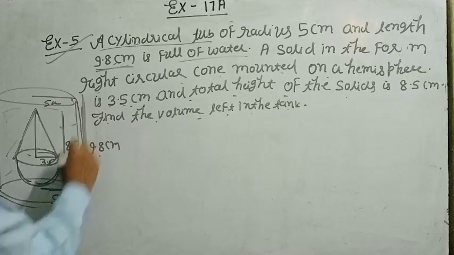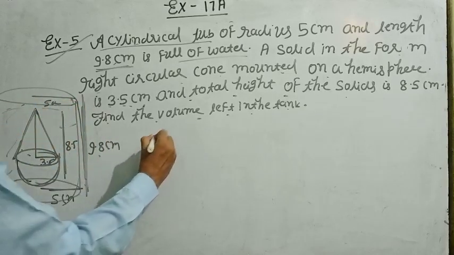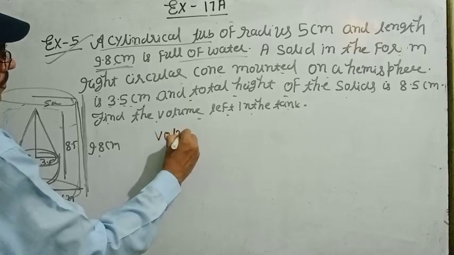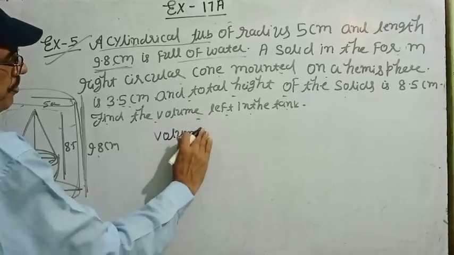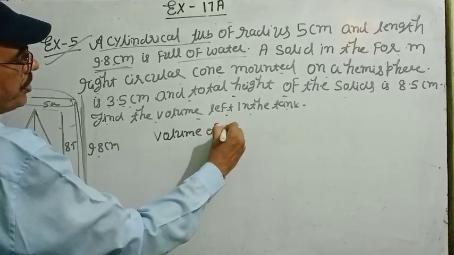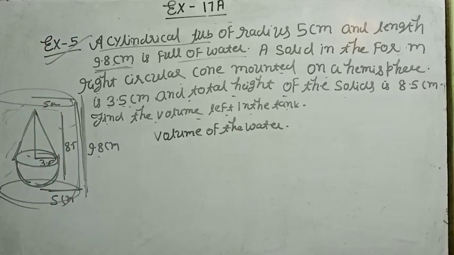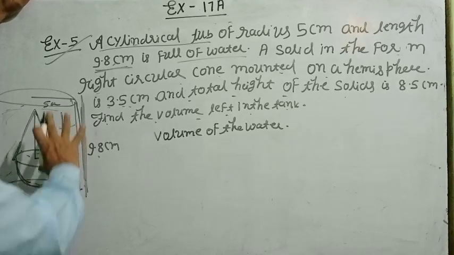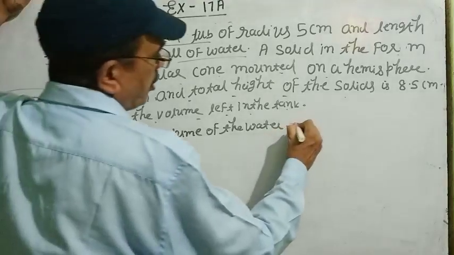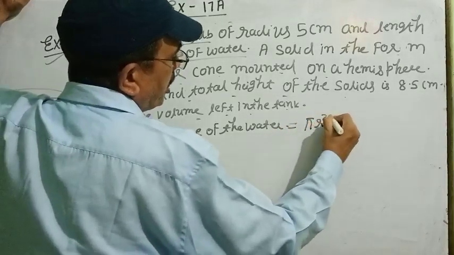First, write the volume of the water of this tank. There is no separate formula for the volume of water; it depends on the size and shape of the vessel. The vessel is in the form of a cylinder, so the volume of the water is the volume of the cylinder, which is pi r square h.